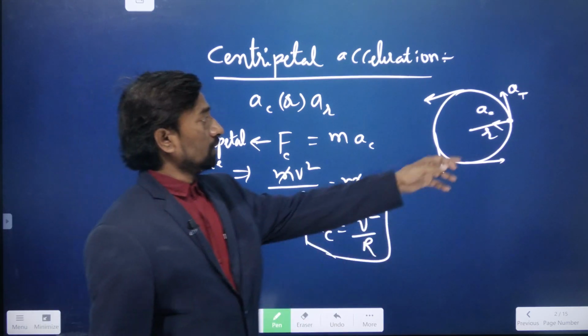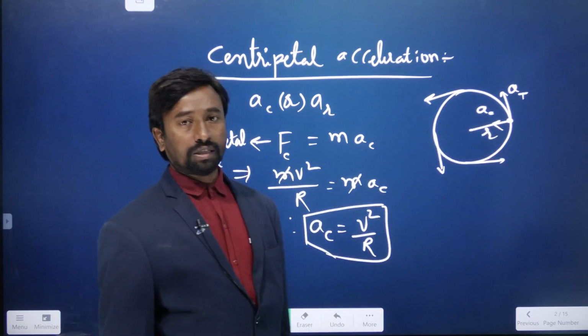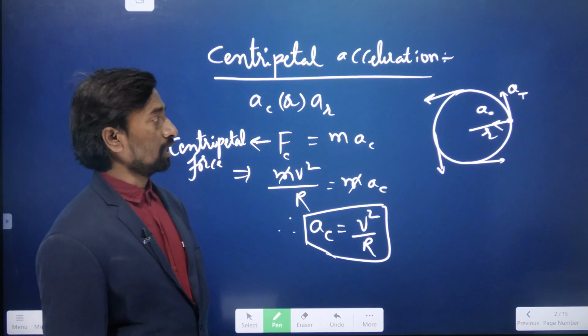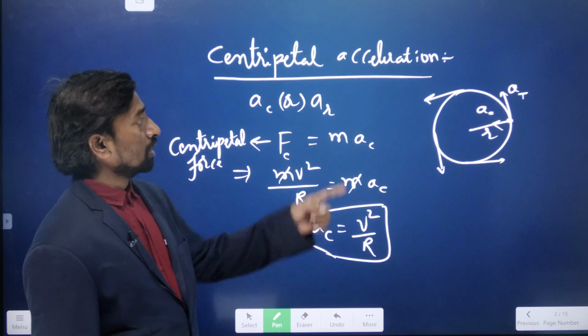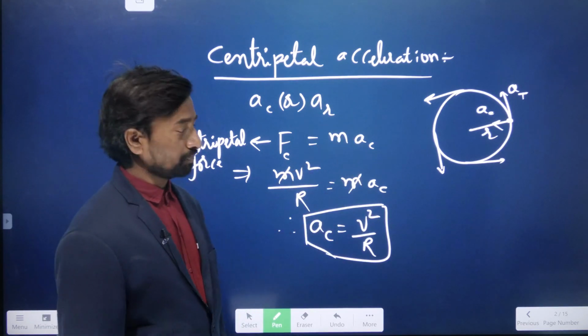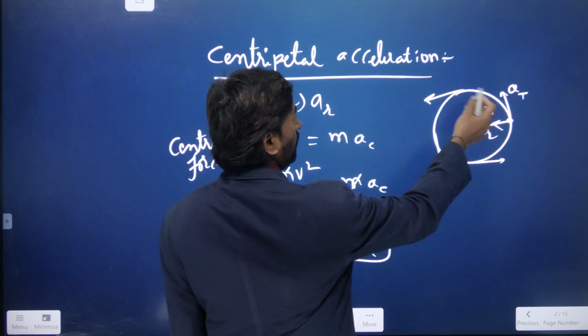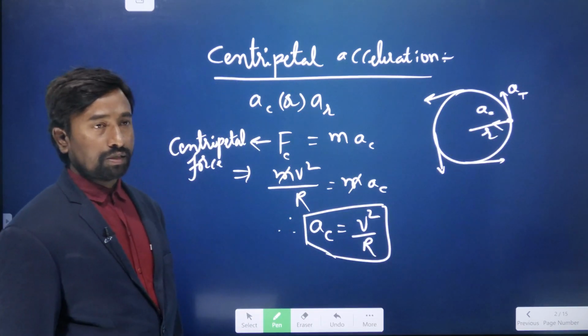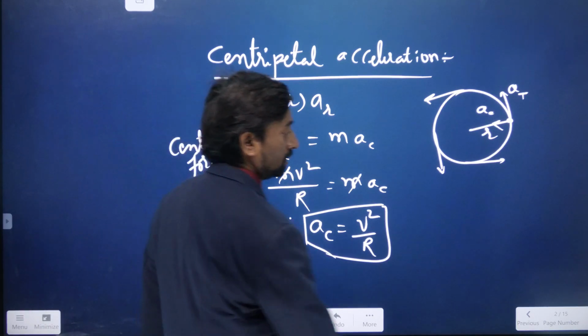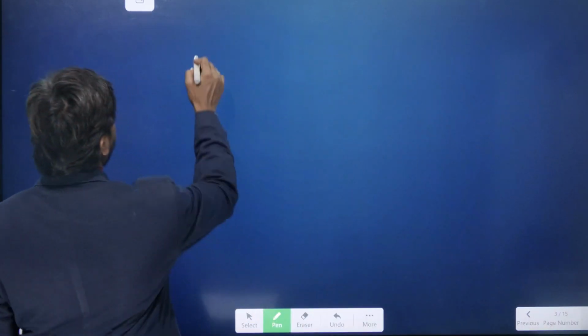So here we get the acceleration along the tangent of a body whenever it is moving in a circular path. That is said to be the tangential acceleration. Now we are going to see the expression for the tangential acceleration. The change in velocity per time is said to be the tangential acceleration.